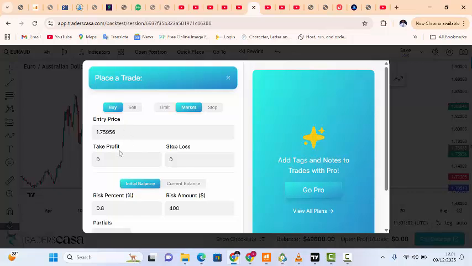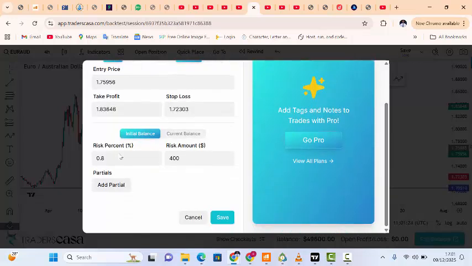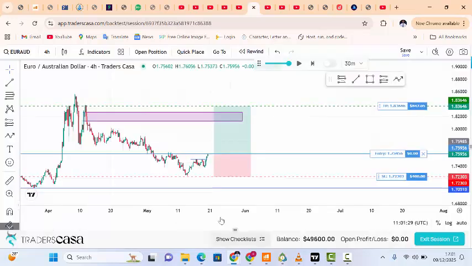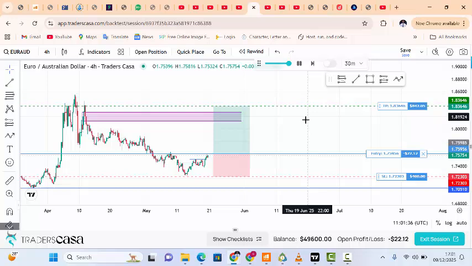We are buying. Our take profit is 1.83646. Our stop loss is 1.72303. I'm risking 0.8% of the account. I take the trade. You can see where our stop loss is. The take profit is there, so we just play. Let's see what happens.